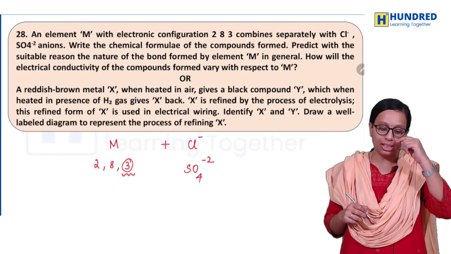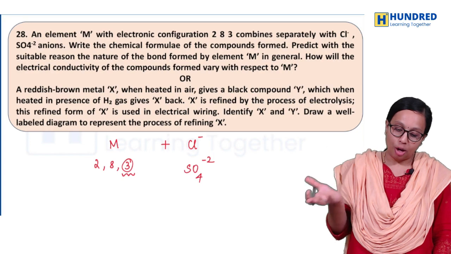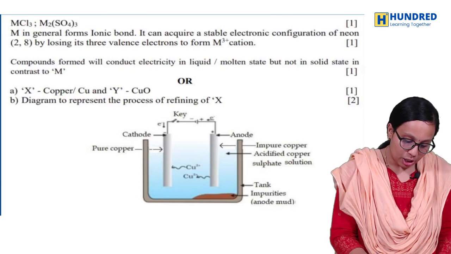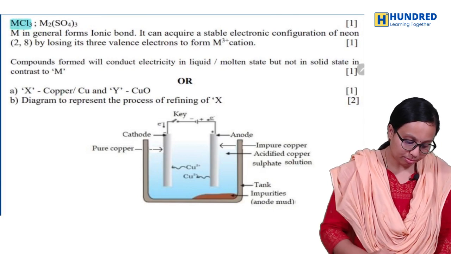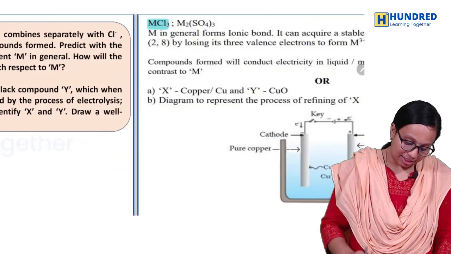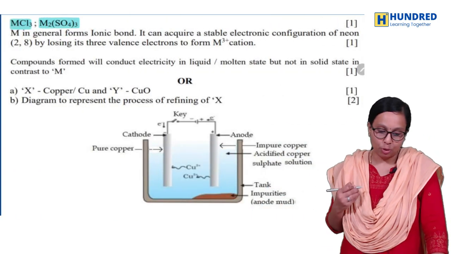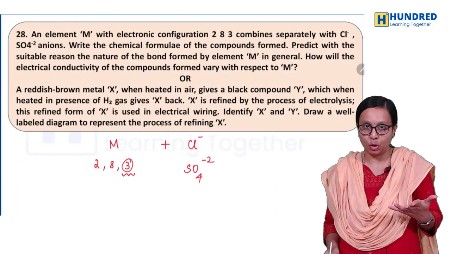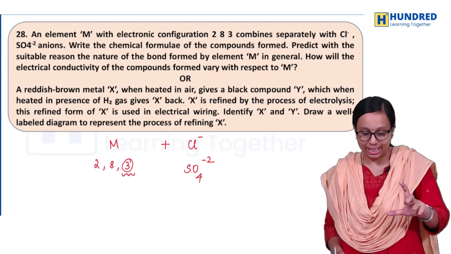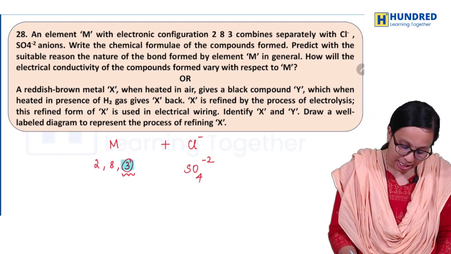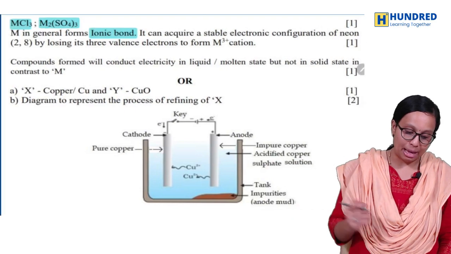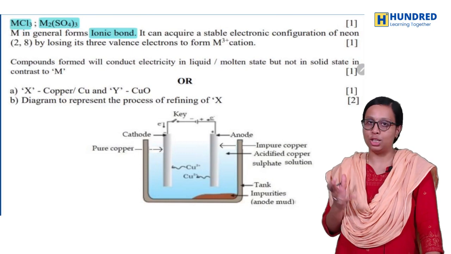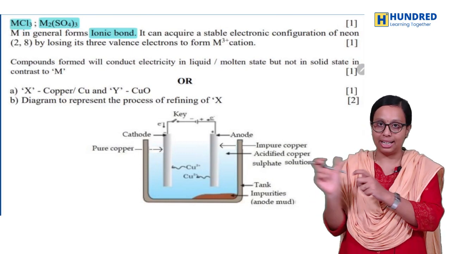How will the electrical conductivity of the compounds formed vary with M? So you're getting a new compound. How will it vary with M? Here the new compounds are MCl3 and M2(SO4)3. It will generally form an ionic bond. They haven't asked us to find the element M. With the help of the electronic configuration, we are just writing the formula here. Since you have 3 and here you have 1, you'll just cross multiply. So it is MCl3. Here you have 2, so it becomes M2(SO4)3. You'll just have to cross multiply to get the formula.